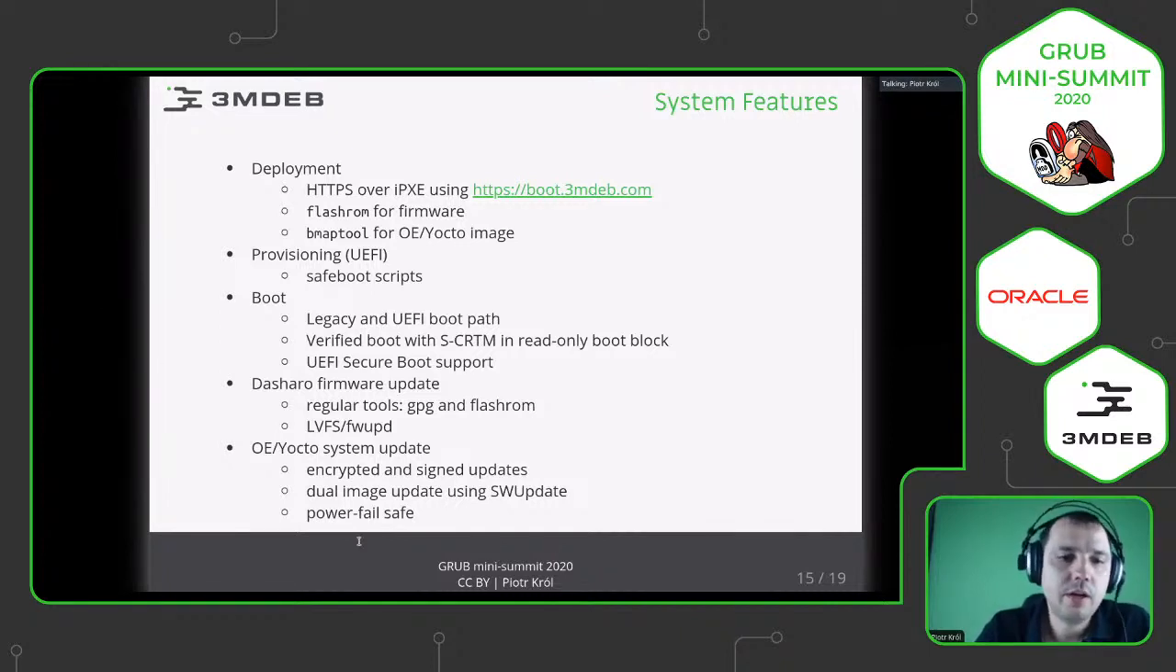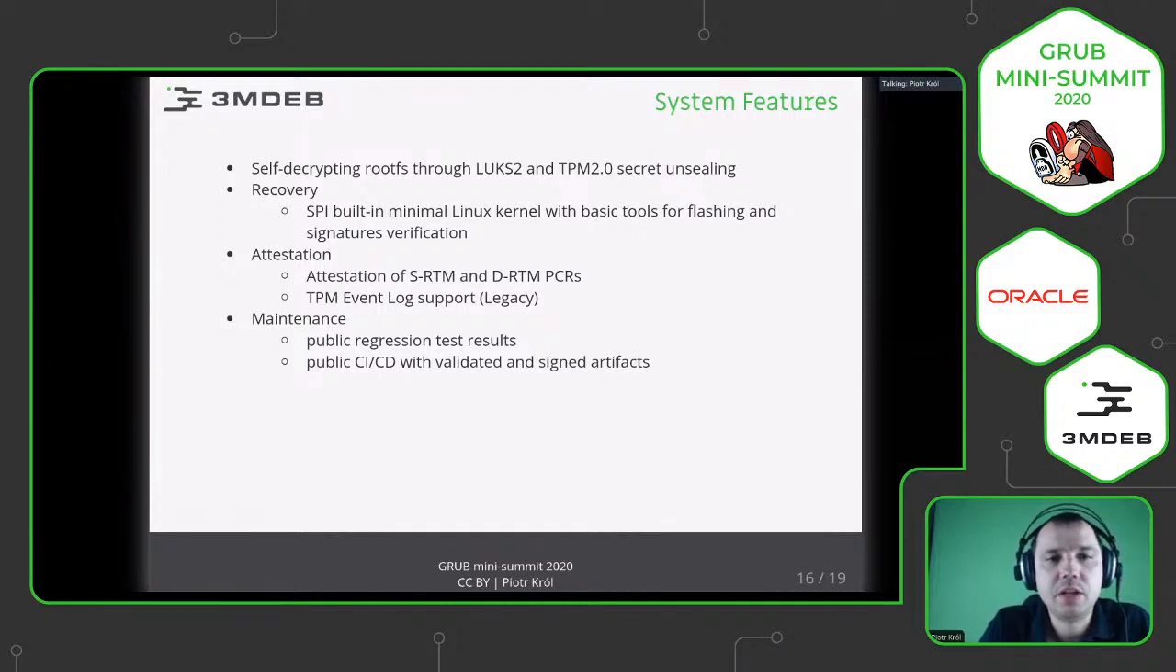And then we have our OpenEmbedded Yocto system, which can use both encrypted and signed updates. Then we have this dual image update, which just toggles itself between one image and the other through the updates, and as I mentioned, this is power-fail safe. Then we can have a self-decrypting rootfs, keeping the secret in TPM 2.0. We may have a situation when something is broken, let's say someone broke our system by flashing malicious firmware. Then we typically land in the recovery mode. This recovery is a minimal Linux kernel, and we can recover from that point. When we boot the system, we may decide to attest it.